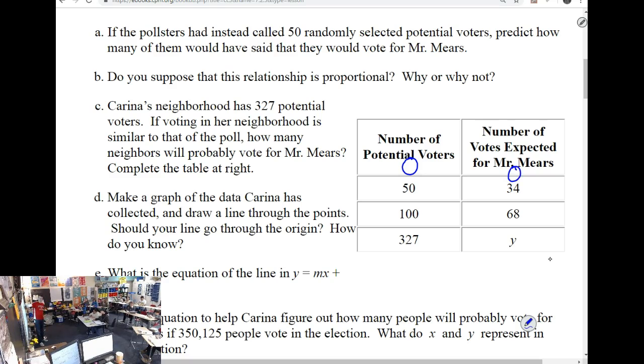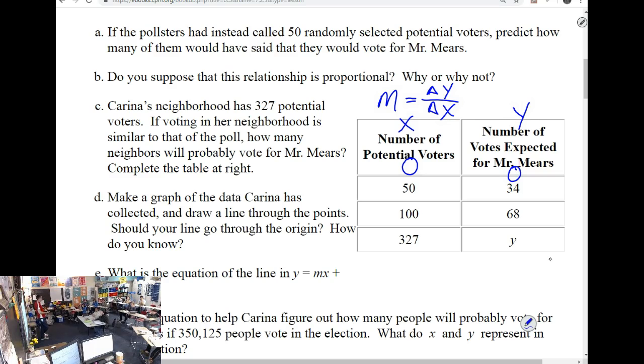So if m, our slope, is delta y over delta x, I believe we could figure out our slope here. Now remember, x is independent, y is dependent. Y depends on x. Can my number of votes for Mr. Mears change without my number of voters changing? No. So y depends on x. This is our x, this is our y. Votes for Mears depends on voters.